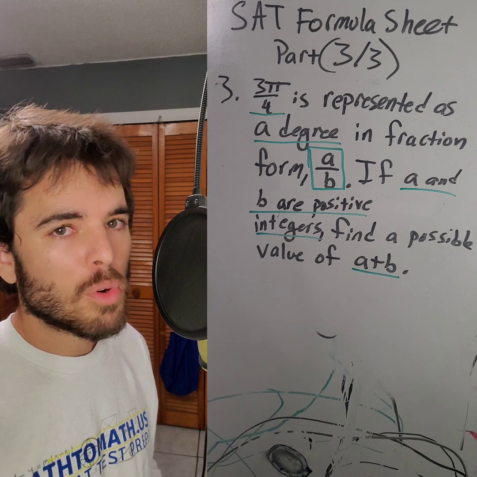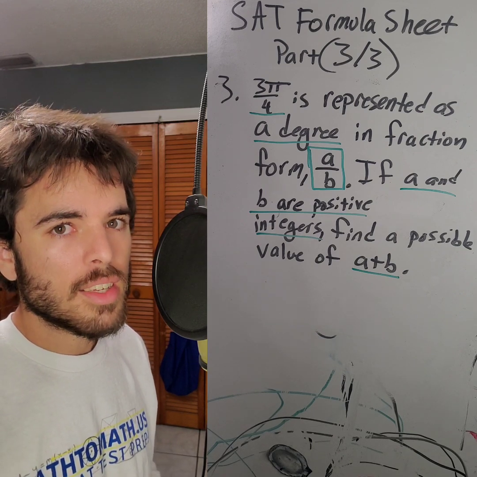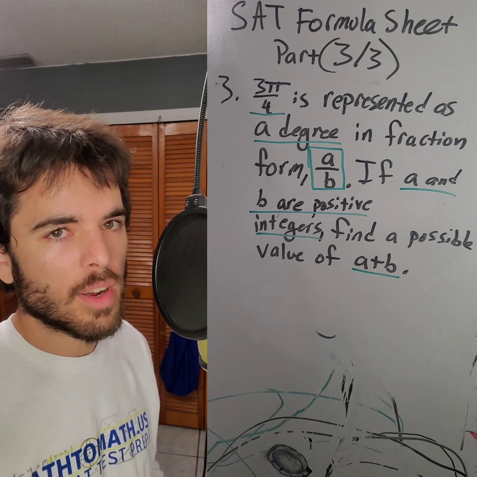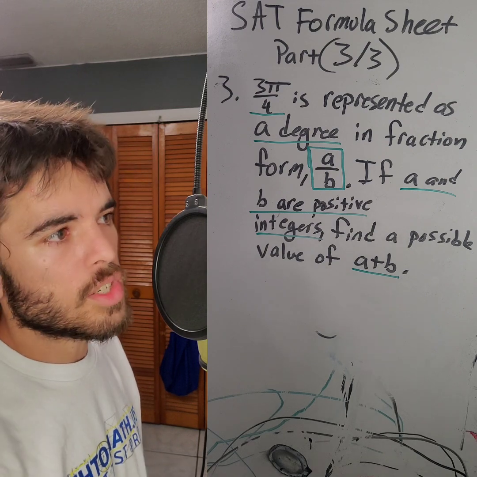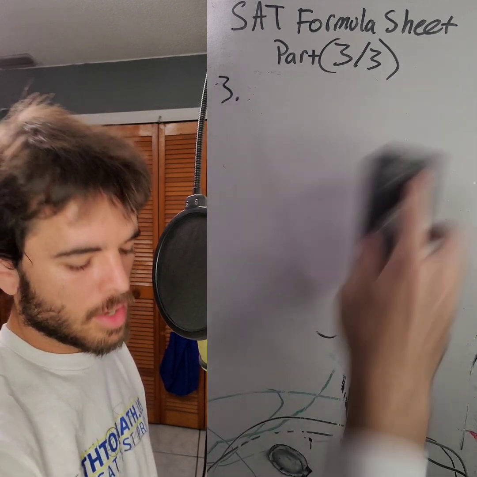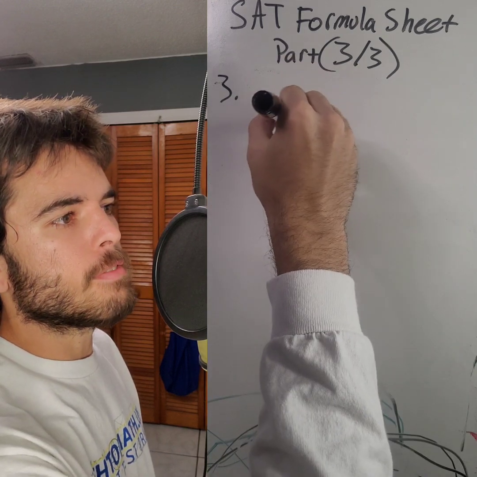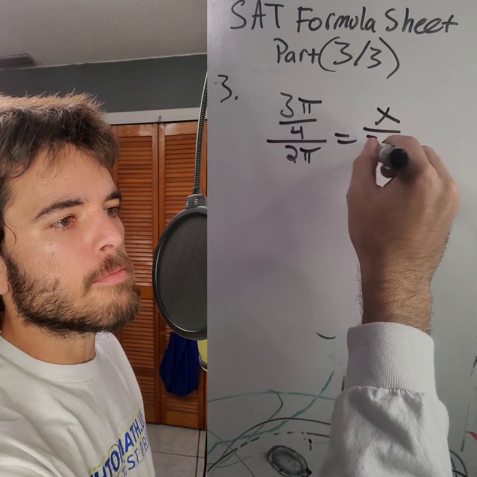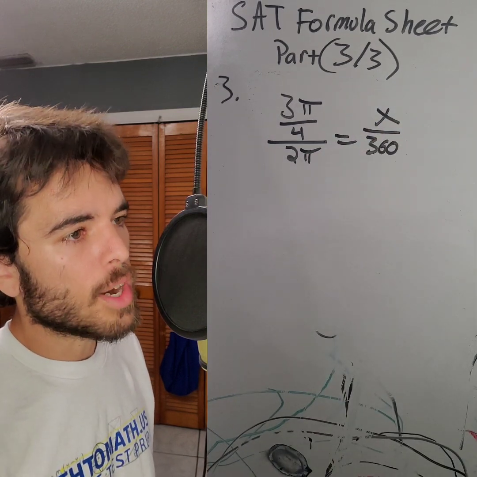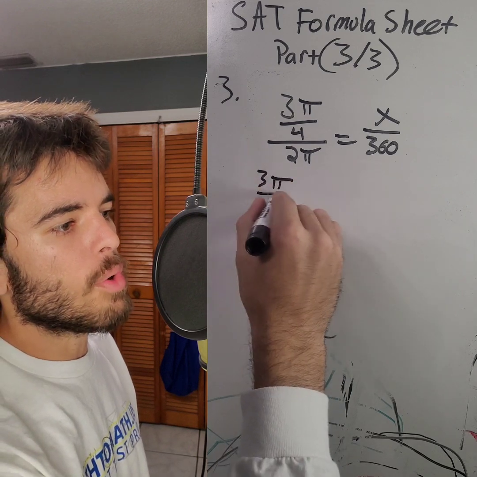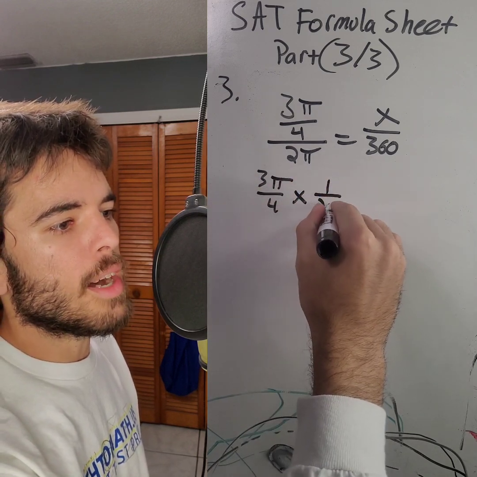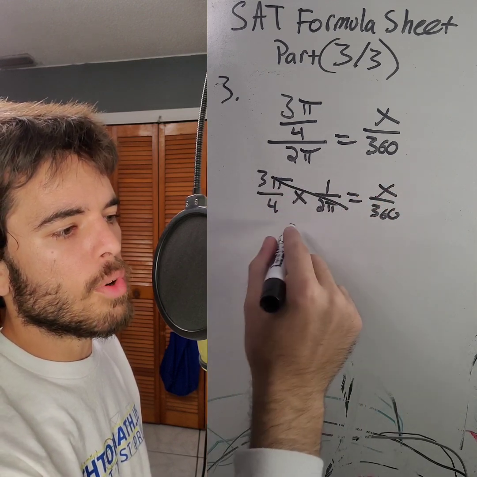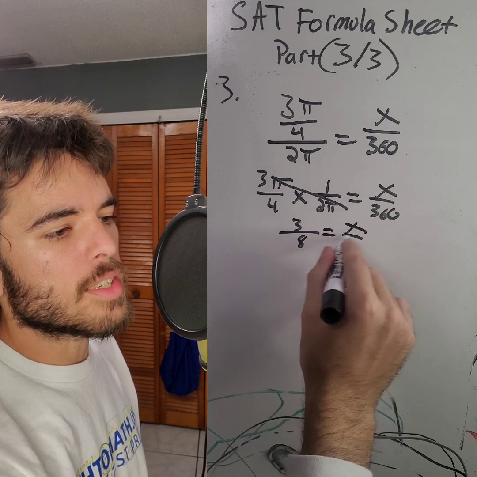This means that there's probably multiple right answers here, but if I do what I've been practicing, I know I'll find one of those correct answers. I don't have to find every single correct answer to get this question right, just one of them. So let's start off with our equation. It's going to be 3 pi over 4 divided by 2 pi equals x over 360. This is where we want to start off to convert the radians to degrees. We get 3 pi over 4 times 1 over 2 pi equals x over 360. The pi's cancel, the 2 multiplies to the 4. We get 3 over 8 equals x over 360.